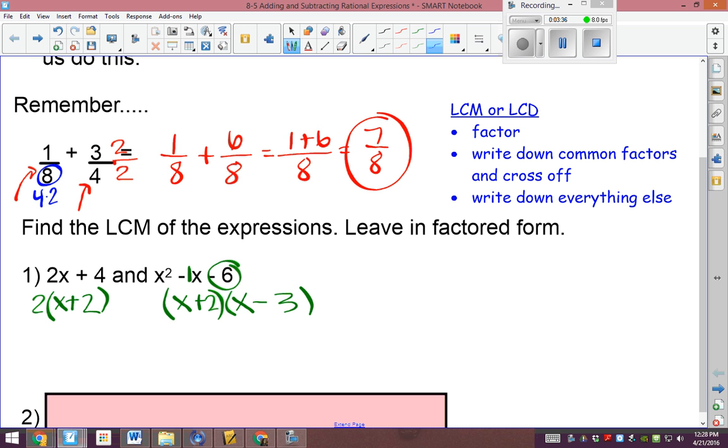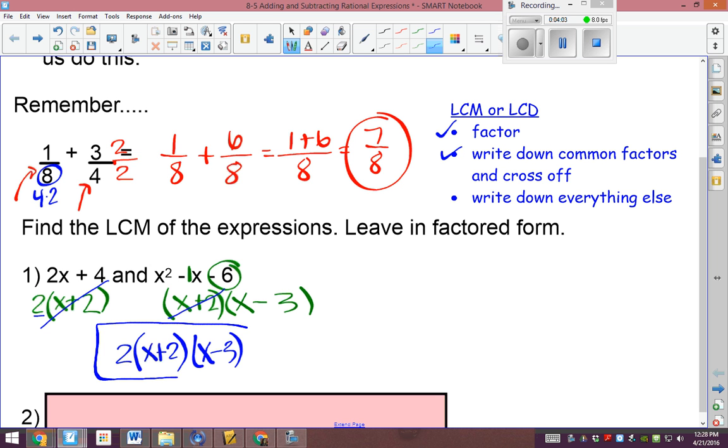So here, write down the common factors. What do the polynomials share? Both have x plus 2. That takes care of one factor of x plus 2 in those. In fact, if there was more than one, it would only take care of one of those. And then that takes care of all the stuff in common. So what have we not included? The 2 from this one and the x minus 3. Good, and we're allowed to leave that in factored form.